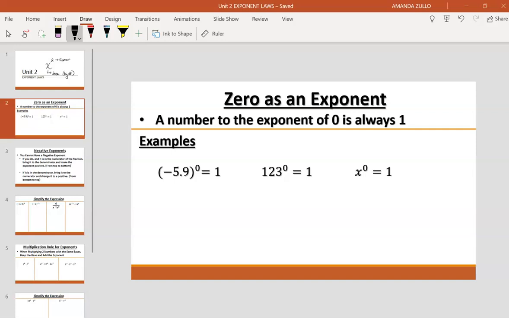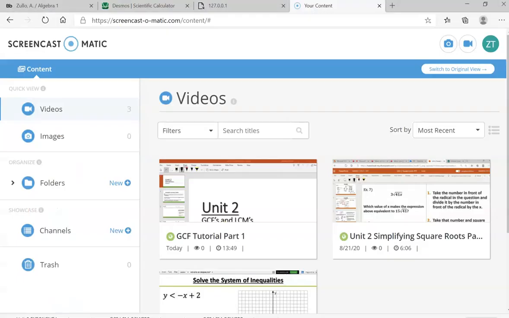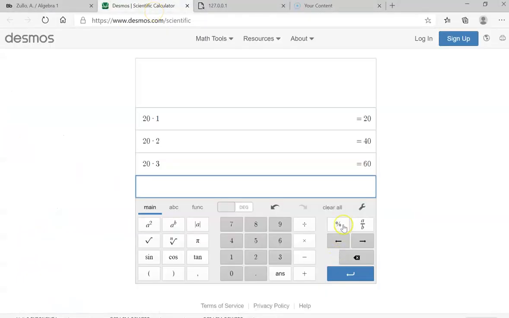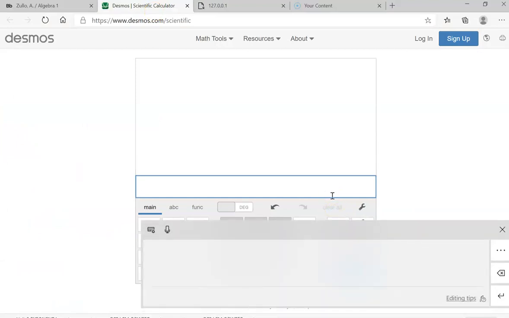So any base to the variable 0, the answer is 1. Okay, so negative 5.9 to the 0 power, so decimals and negatives included here, is 1. 123 to the 0 power is 1. And even variables to the 0 power is 1. Okay. If you wanted to check any of my math, you could come over here, grab your calculator that I have the link to.